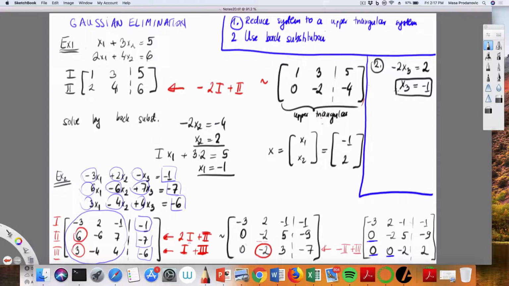Okay. And now I plug that into my equation above. So when you plug it into the equation above, you get that minus 2x2 plus 5 times, I already know x3, so I'm going to put it in, minus 1 is equal to minus 9. Everybody sees that? So basically minus 2x2 is equal to minus 9 plus 5, that's minus 4. So my x2 is equal to 2.